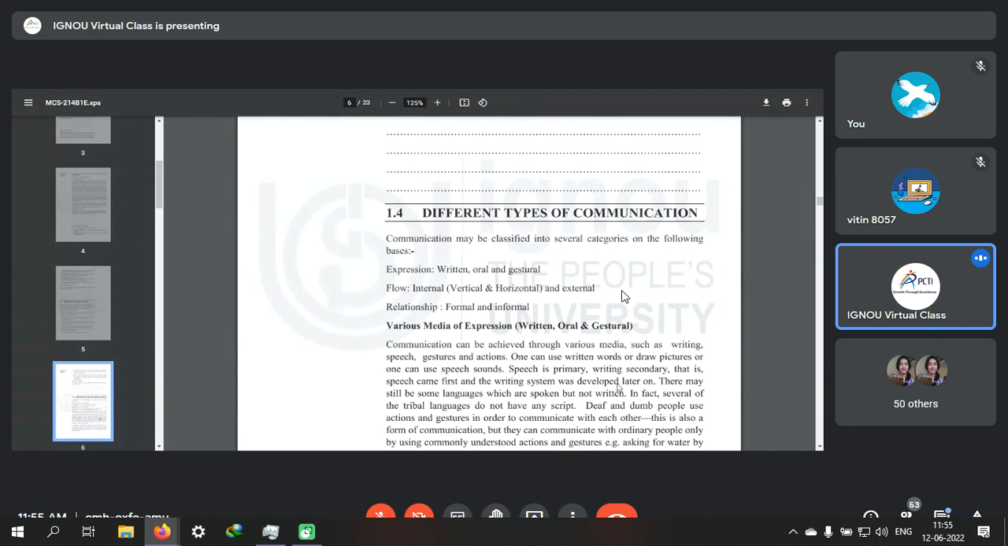Anyhow, different types of communication. एक होता है expression, written, oral और gestures. मैंने अभी आपको शुरू में बताया कि दो तरह की communication होती है. एक होती है verbal, एक होती है non-verbal. Verbal में आपके आती है written और oral.